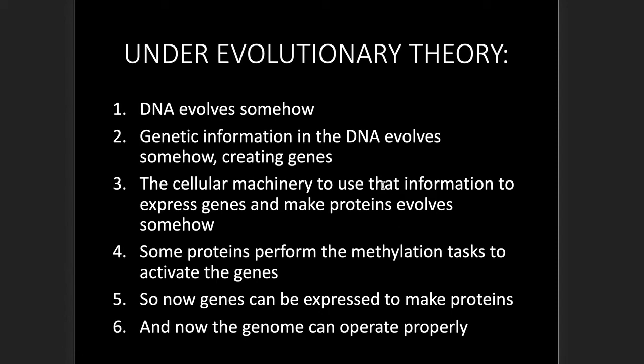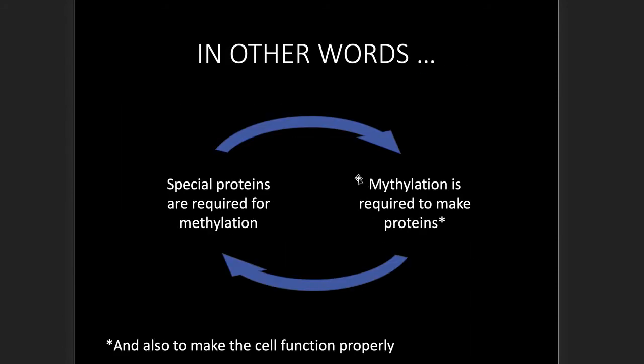So let me go to another slide to try and explain this a little better here. In other words, special proteins are required for methylation, and methylation is required to make proteins. You have a chicken or the egg problem. And I have a little asterisk here because methylation is not only required to make proteins, but now this new paper is telling us a lot more. Methylation is also required to make the cell function properly.